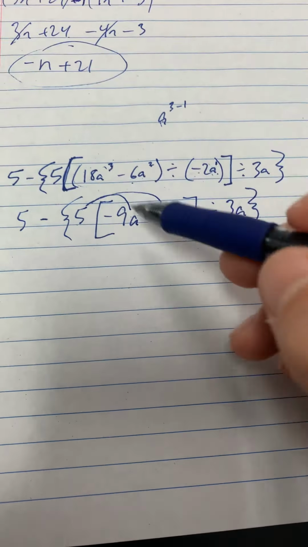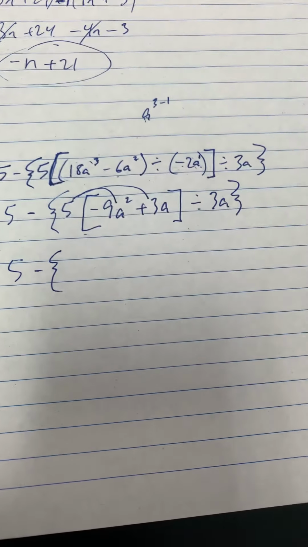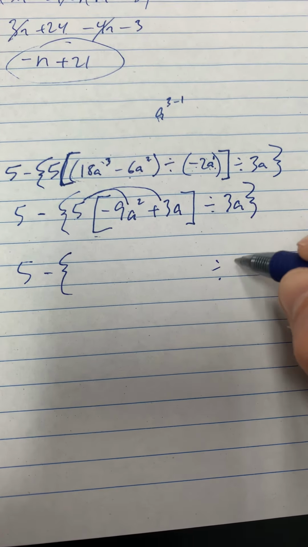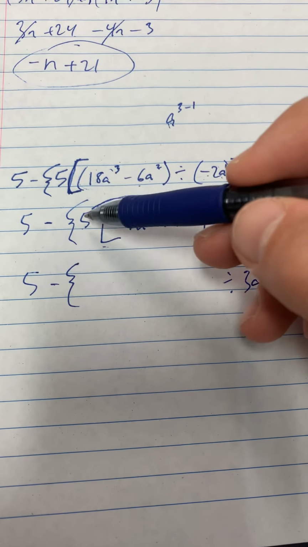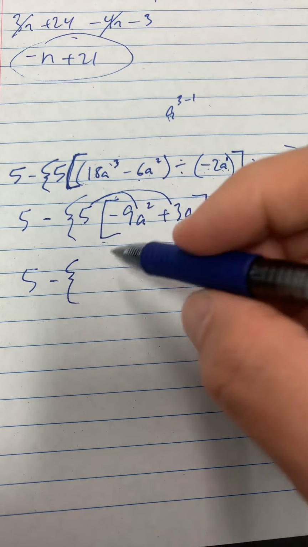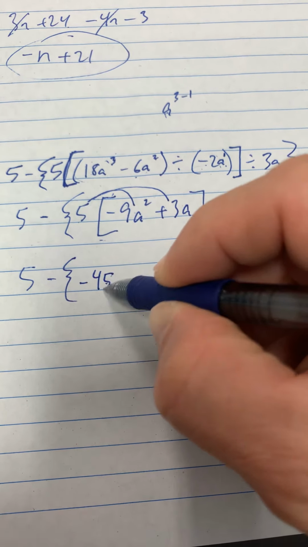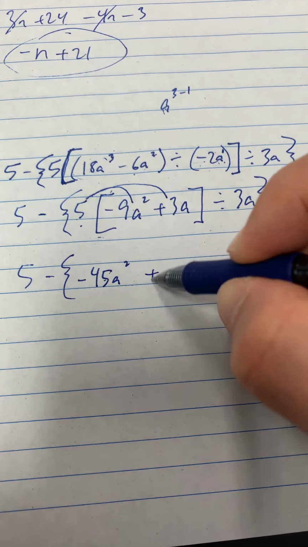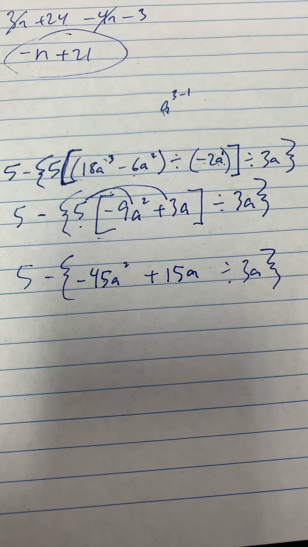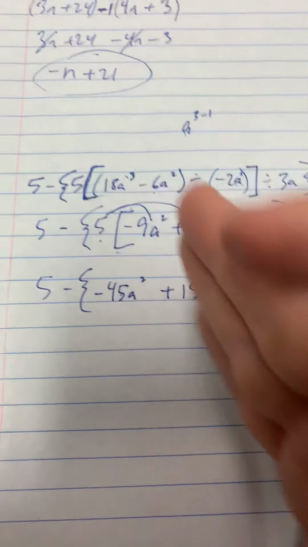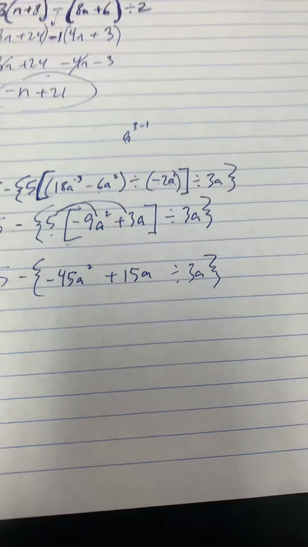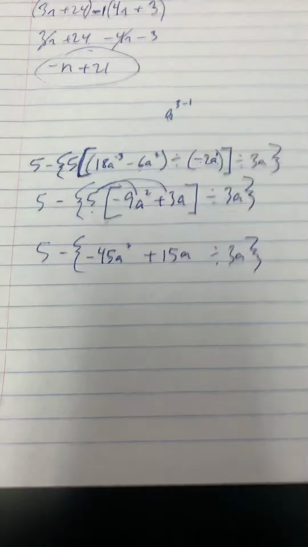Everything's still going to be inside, because we haven't removed these outer grouping symbols yet. We haven't even touched this yet, but I'm going to remove these brackets. So 5 times negative 9a squared gives me negative 45a squared, and 5 times 3a gives me positive 15a. Remember, we're working from the inside out. So check out what we've done.